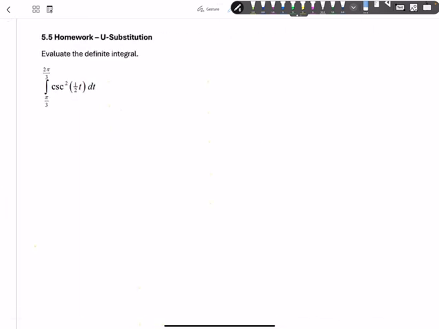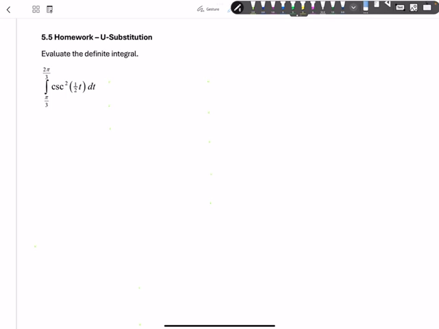All right, my next integral here, I have the integral going from pi thirds to 2 pi thirds of cosecant squared evaluated at 1/2 t dt. So for now, let's disregard the bounds. We're going to treat this as an indefinite integral, and then we'll come back at the end and put the bounds back on.